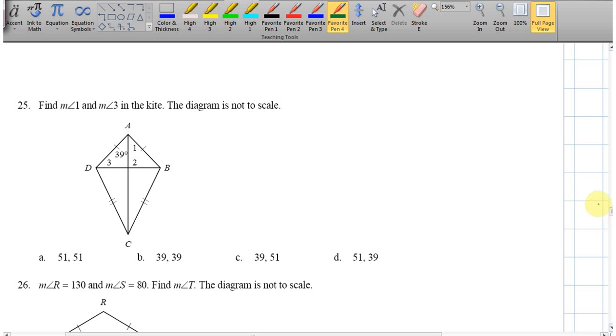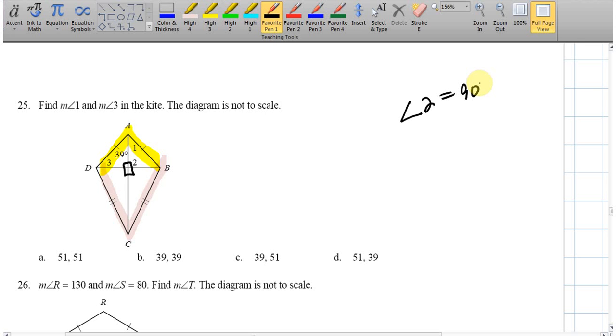25 says what? It is a kite. So notice these two are congruent and these two are congruent. Ding, ding, ding, it's a kite. These two diagonals are always going to be perpendicular on a kite. So right away, angle 2 is 90 degrees. That's by definition of the properties of a kite.